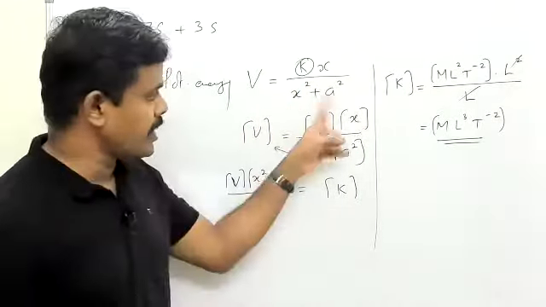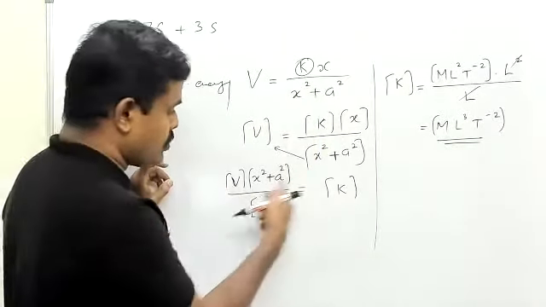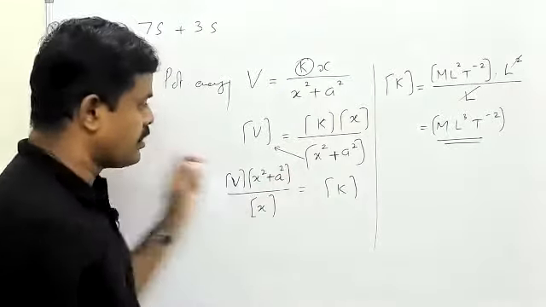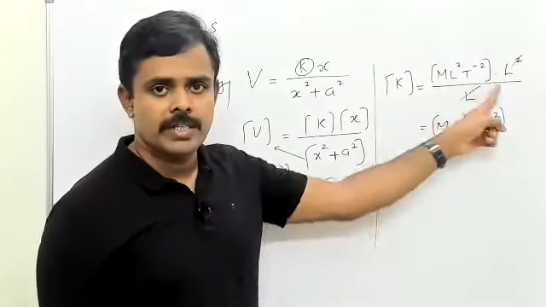plus a square. I don't mind what a square is. Anyway, I cross multiply, I get dimension of potential energy into dimension of x square plus a square by dimension of x equal to dimension of K. What are dimensions of potential energy? Energy, ml square t raised to minus 2.